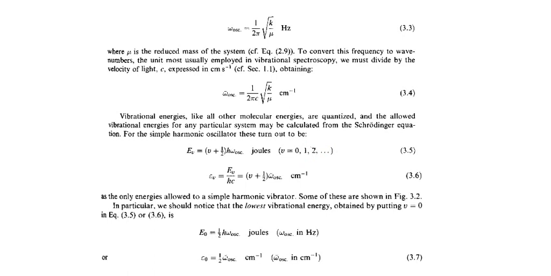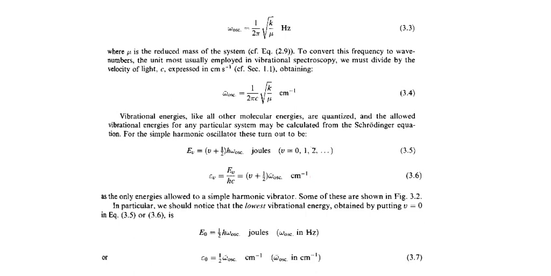And this is the expression for energy in joules. Now, if you are to convert the energy in joules to energy in centimeter inverse, you have to divide it by hc. And then you get (v + 1/2) ω̄ oscillation, this much in centimeter inverse. So these are the only possible energies allowed for a simple harmonic oscillator.